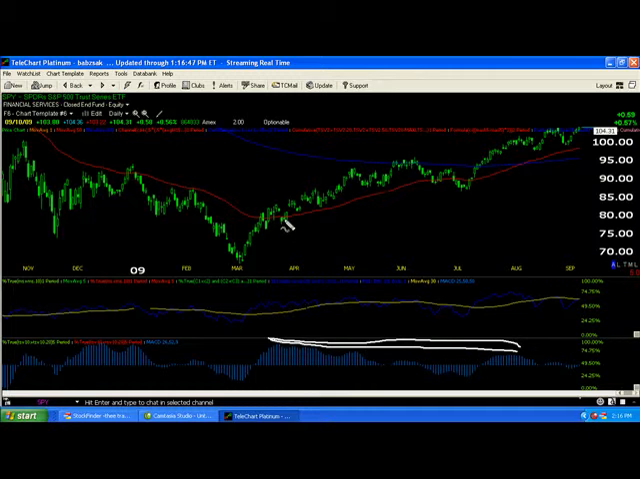This tells us that the momentum of this uptrend is fading significantly. Over here we see new highs, new recovery highs, and also new highs for the year, but we're actually in negative territory over here. So momentum has completely faded away.